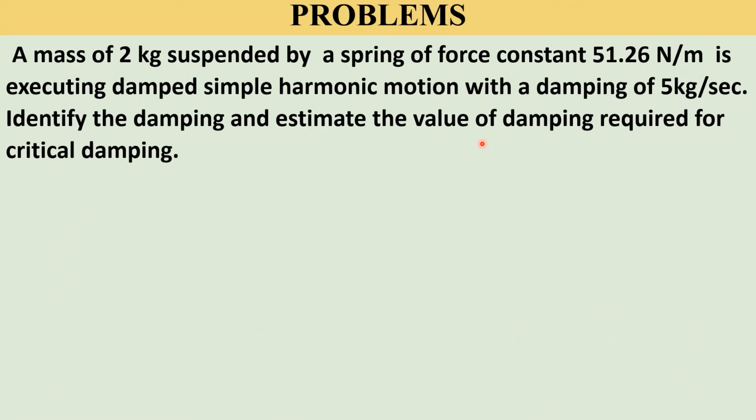Next problem. A mass of 2 kg suspended by a spring of force constant 51.26 Newton per meter is executing damped simple harmonic motion with a damping of 5 kg per second. Identify the damping and estimate the value of damping required for critical damping.